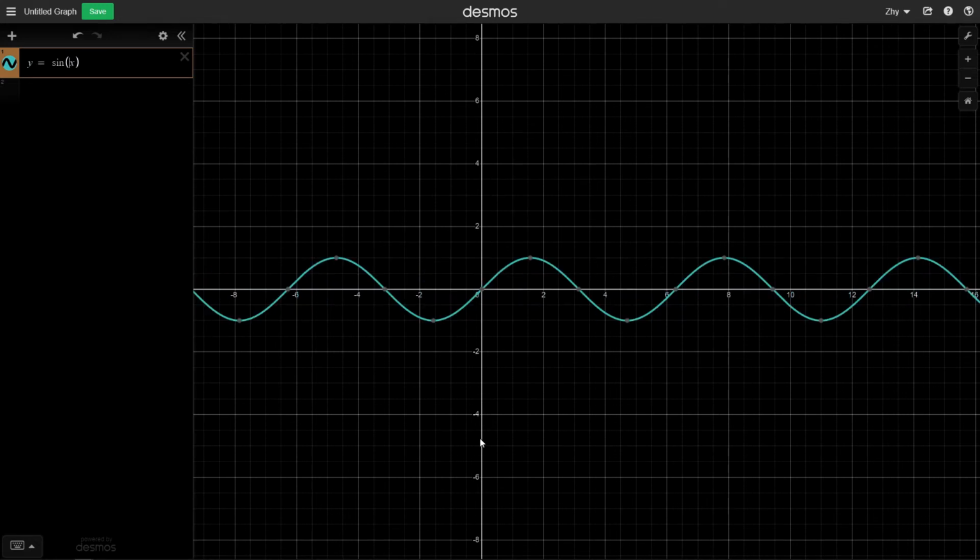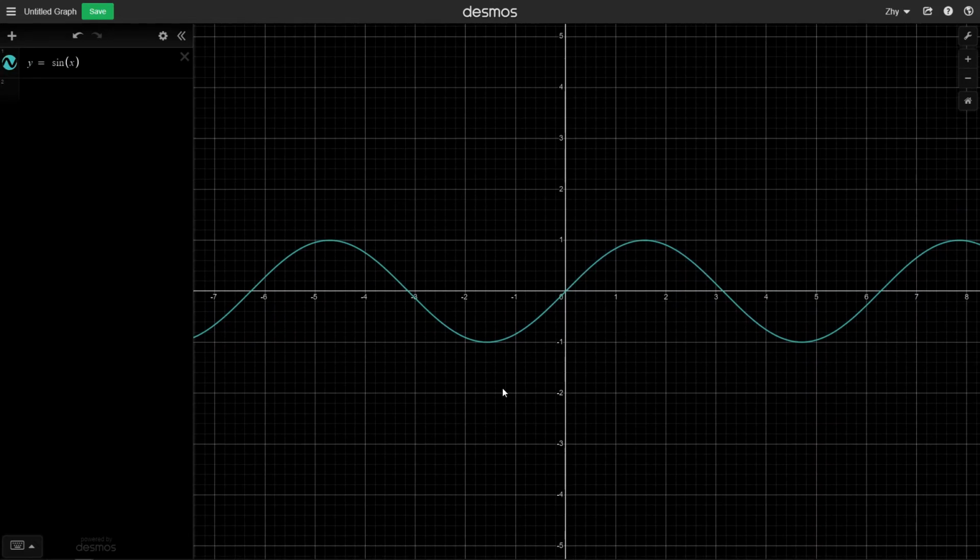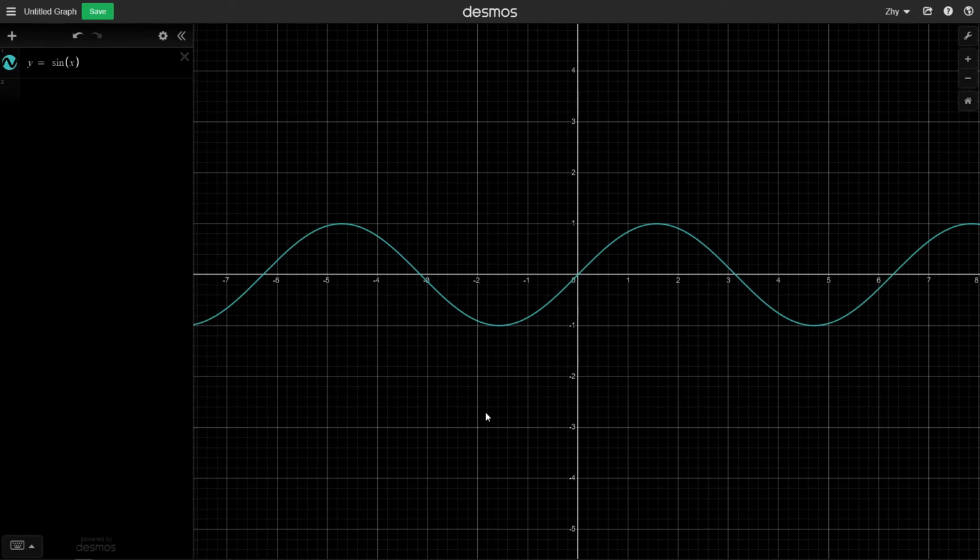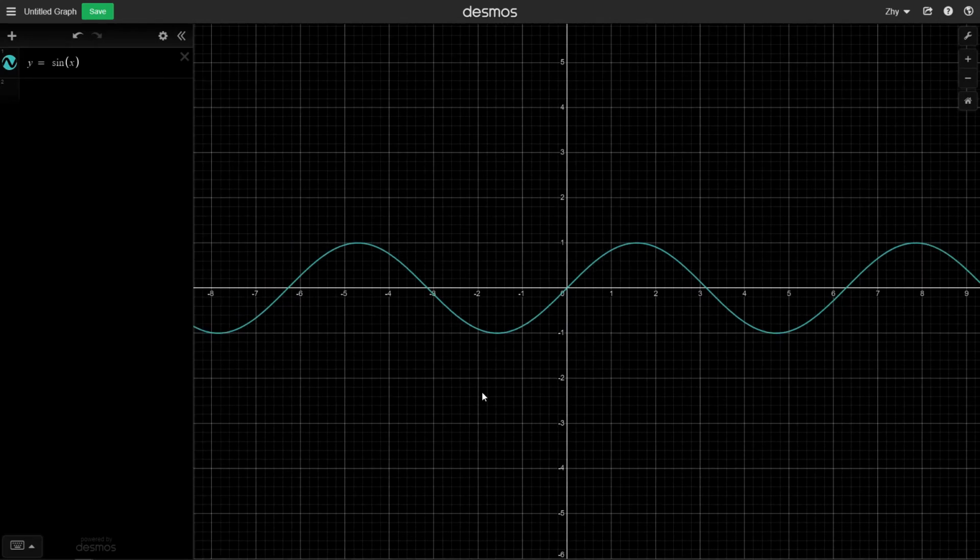Okay, now, are you familiar with the term period? What is period? Seconds per cycle, the inverse of frequency. Yes, that's the definition of the period.